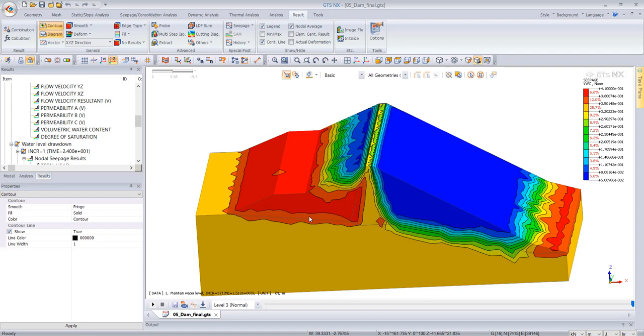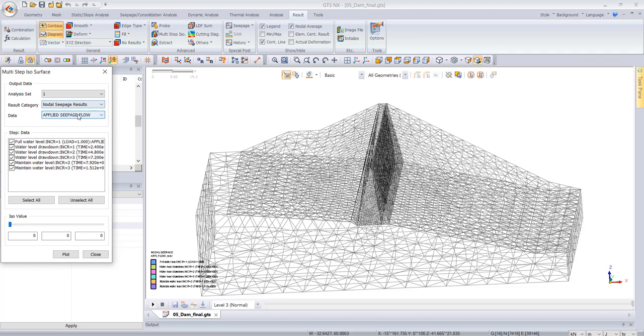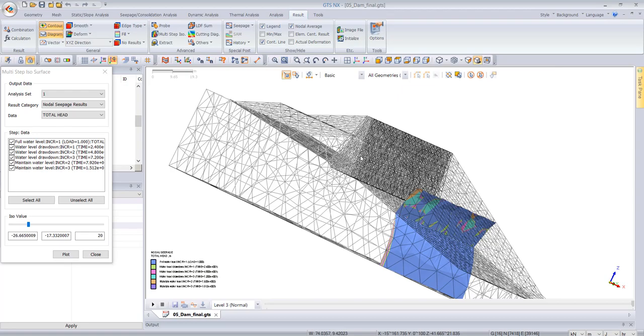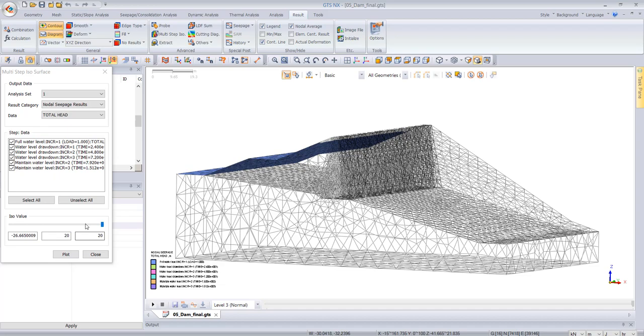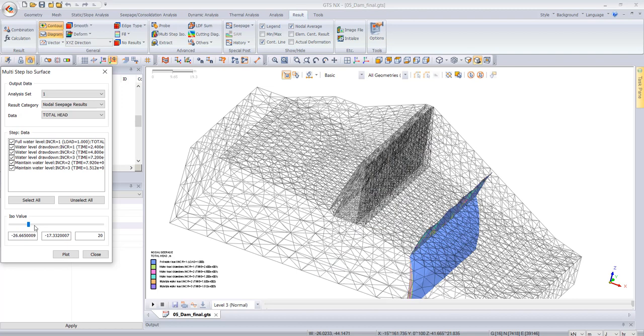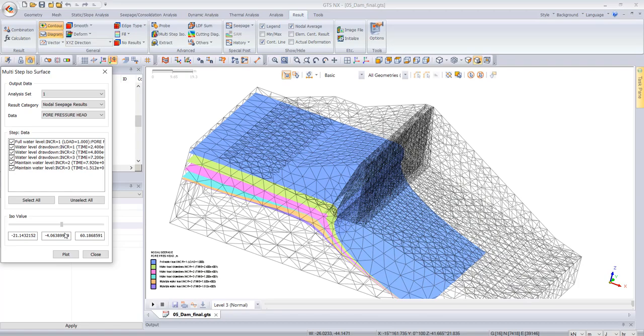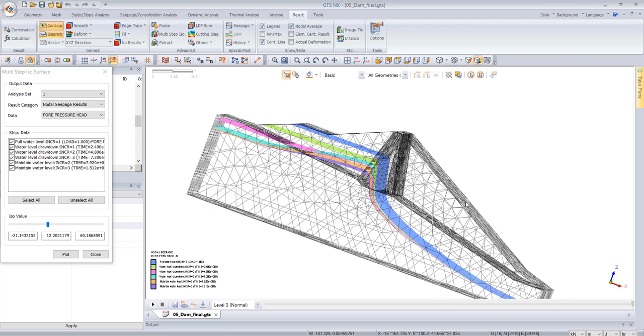We also can come here and go to multi-iso surface, and we can go to the nodal seepage stress, and we can see the total head, and we can look here at the surfaces with the same head. So as we can see here, this is the surface at the beginning when it's 20. So this is the surface with 20, and this is the surface when it started to be less than 20, as we can see here. And we can see the pore water pressure head, and we start to present the equal pore water pressure surface.